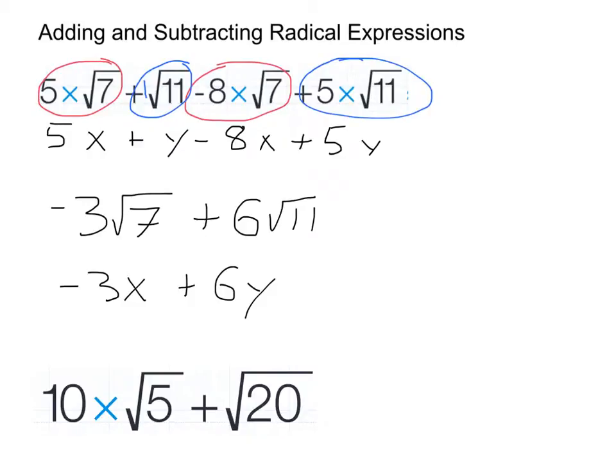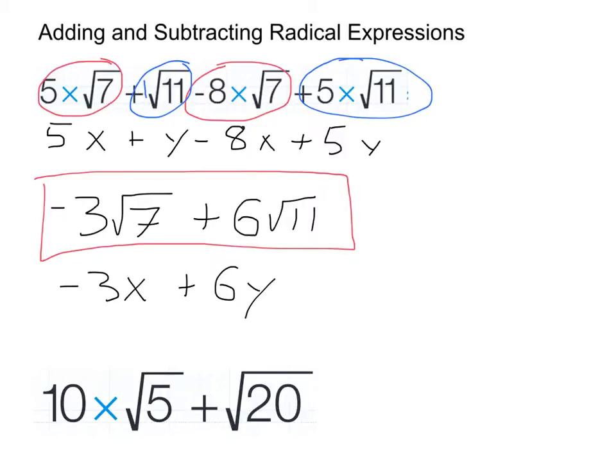So that's actually going to be my final answer: negative 3 square root of 7 plus 6 square root of 11. I don't need to include the times symbols up here. That's actually just the way that the software does it. That just emphasizes, though, that that's what's being multiplied. And there you go. That's how you would do that.